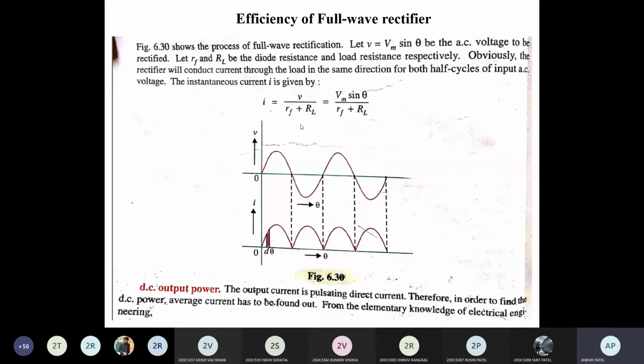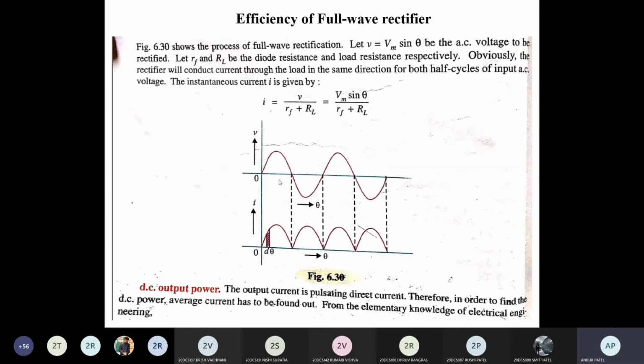Suppose both are asked in 5 or 7 marks, then the marks will be divided in half: 3.5 for the operation and 3.5 for the efficiency, or 2.5 for the operation and 2.5 for the efficiency. Sometimes you assume that you have written everything, but you are making this mistake: you have written only half of the answer, and due to the remaining half you will get low marks.